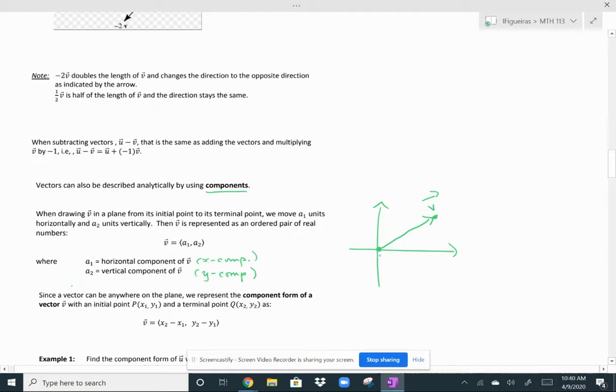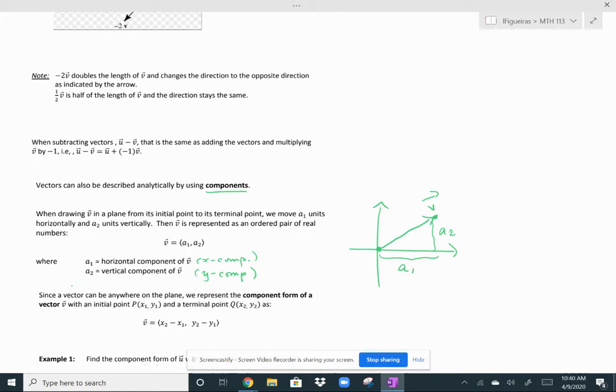So the number of units that you travel to the right, well, that's what we're calling our horizontal component, and the units that you traveled up, that's what we're calling our vertical component. So you have an initial point, a terminal point, but the components are made up of the distance traveled from initial to terminal, both the horizontal and vertical distance.